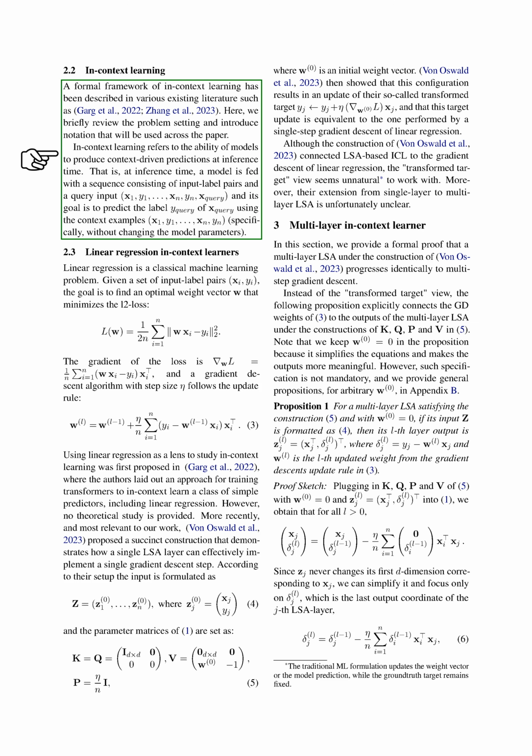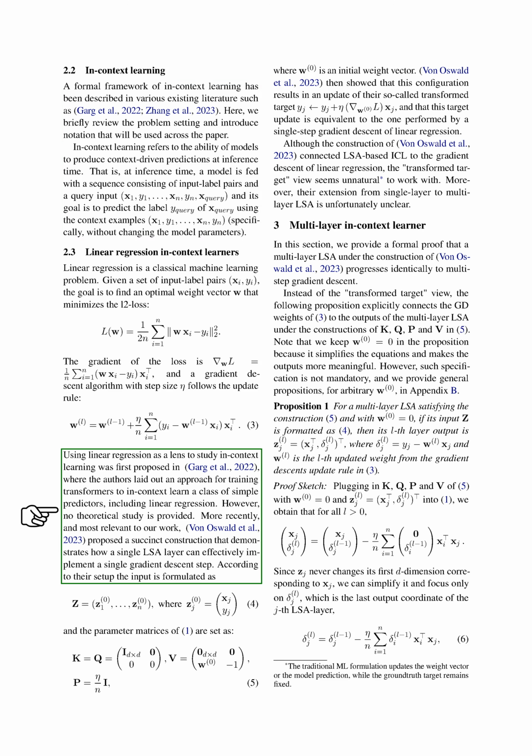The idea of using linear regression to study in-context learning was first suggested in previous work, where the authors proposed a method for training transformers to learn a class of simple predictors, including linear regression. However, they didn't provide any theoretical study.